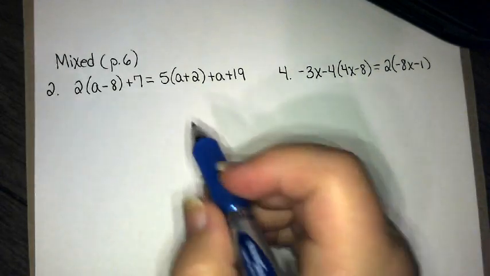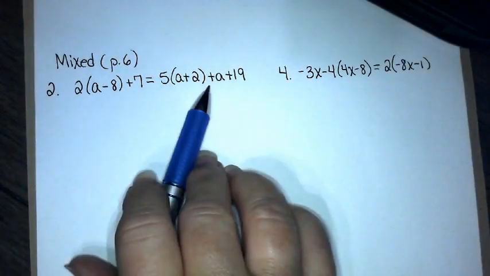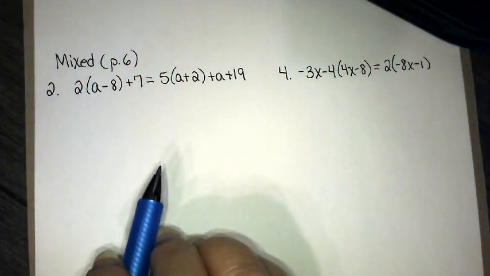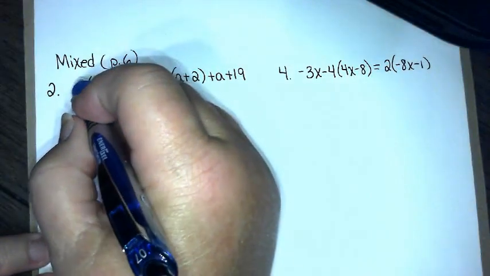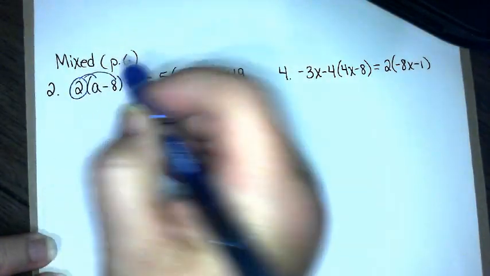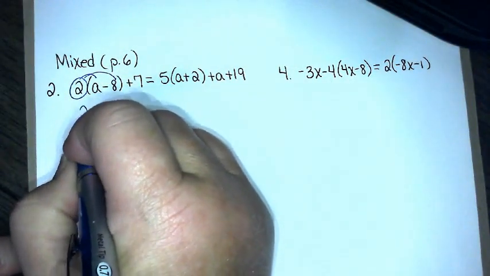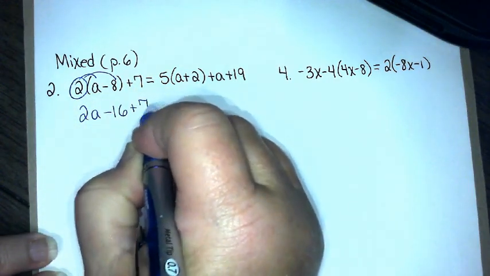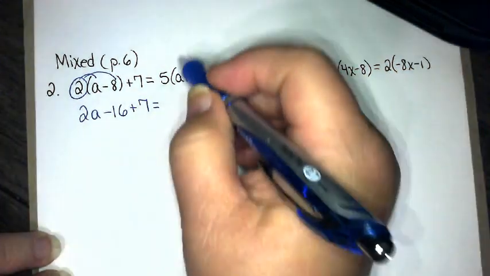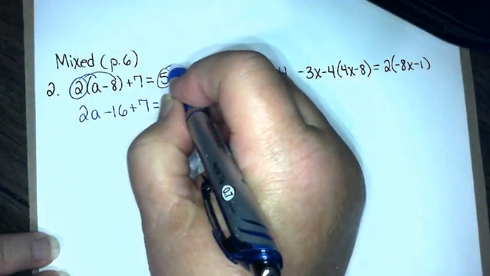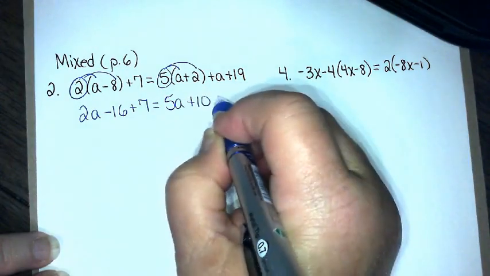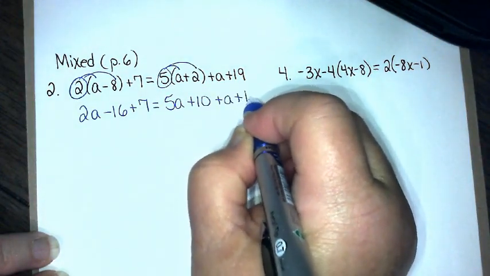I noticed first off, not only do I have variables on both sides, I've got parentheses. There's a lot going on here. So let's take care of the parentheses first. I'm going to distribute a 2 right here. That'll give me 2a minus 16 plus 7. And on the other side of the equal sign, I'm going to distribute my 5. 5a plus 10 plus a plus 19.